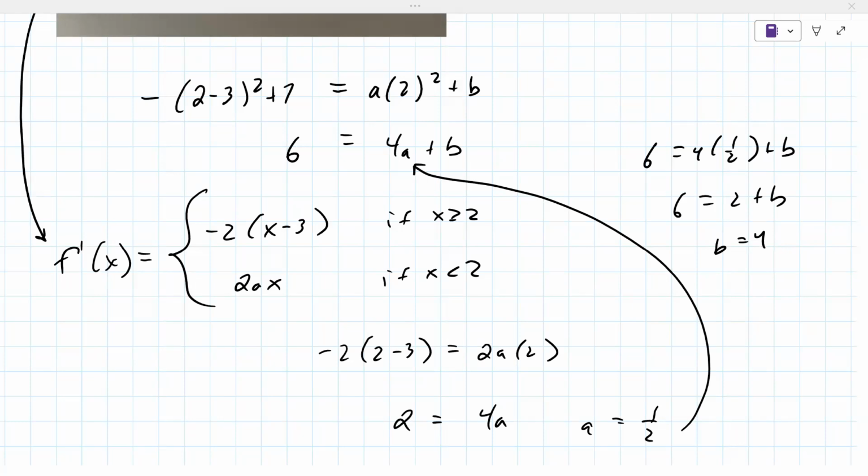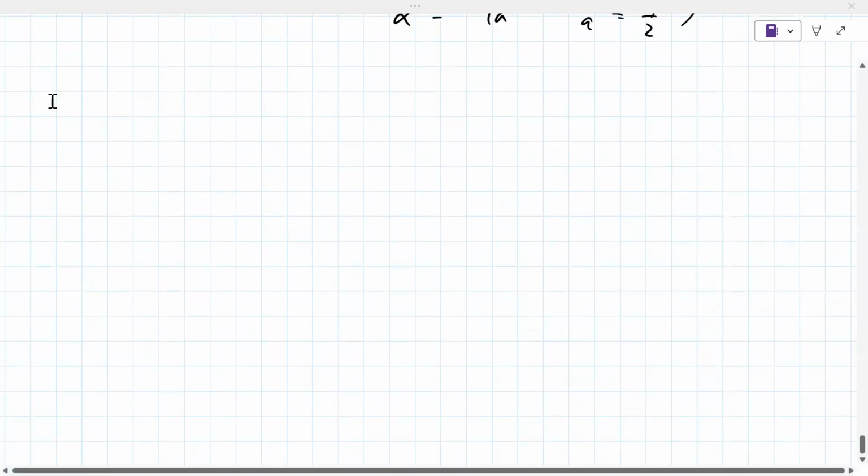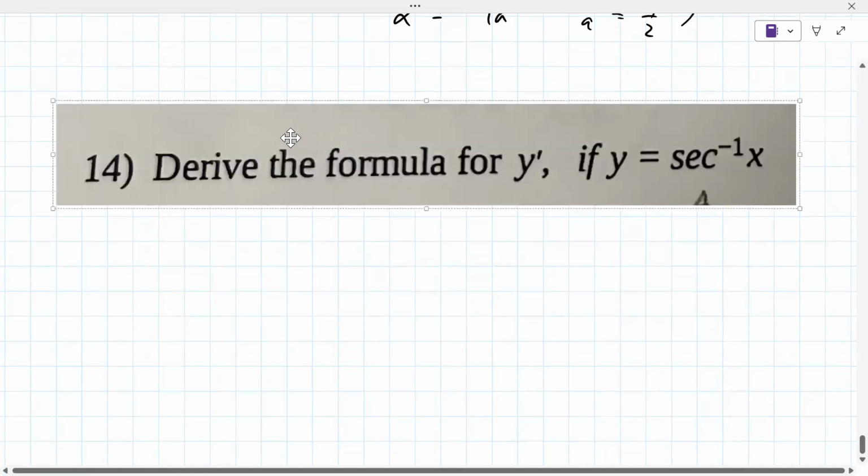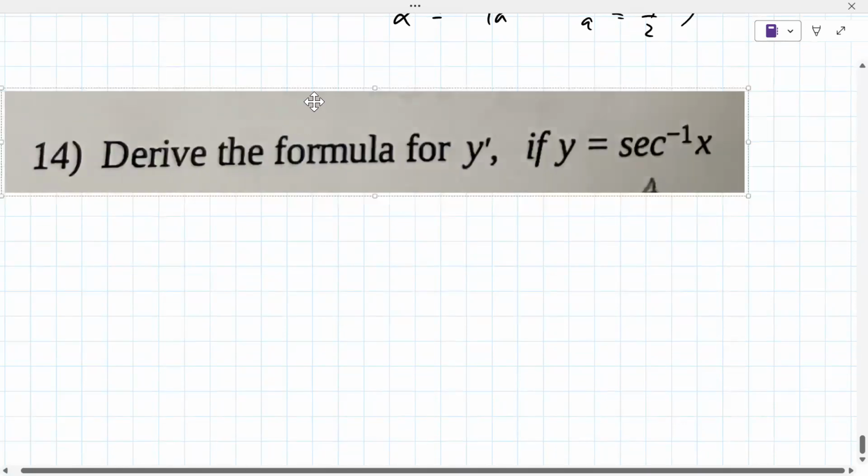Derive the formula. All right. You want us to do 14 or 15? Actually, yeah, I don't really remember how to do that. Okay. All right.